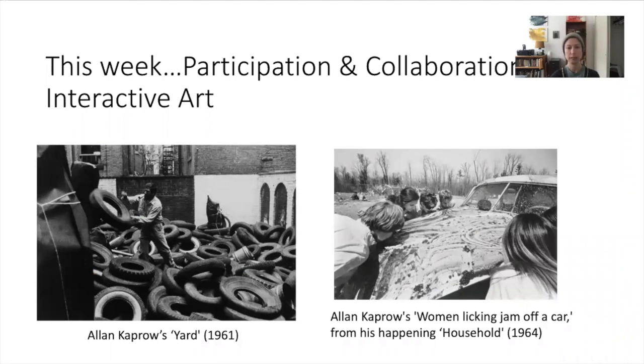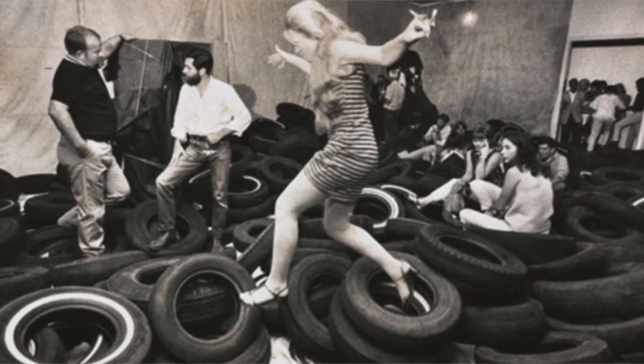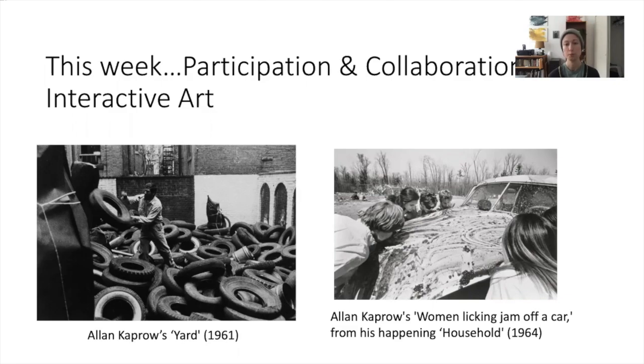Some of the first examples of participatory art were these happenings that you may have heard of by Allan Kaprow. Happenings were theatrical events created by artists in the late 50s and early 60s, and they were usually collaborative and participatory. In Yard, for example, Kaprow randomly scattered piles of tires all over the floor or ground and invited visitors to climb over them. He was inspired by Jackson Pollock's drip paintings.